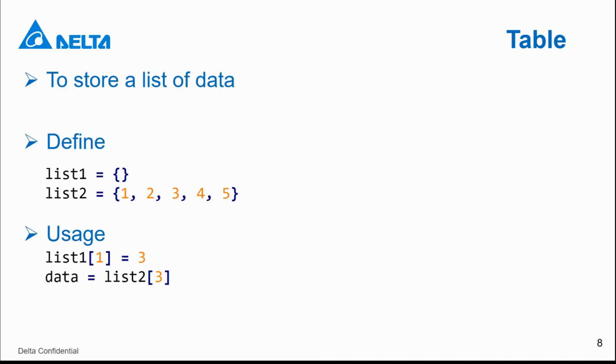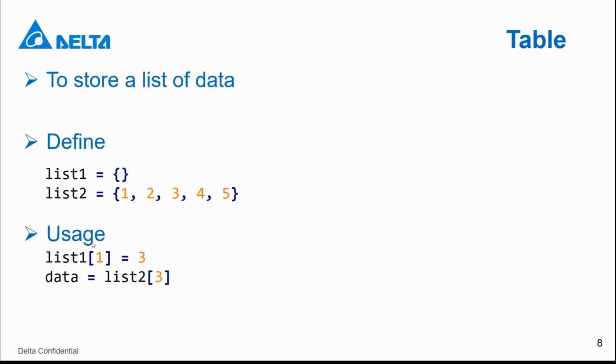Next is the table. In a table, we can store a list of data. How to define it? First, you can see this example. For list1 equal to brackets, that means this is an empty table. And second, for list2, we use the left bracket, then the numbers separated by commas, and the right bracket. That means we define a table with some predefined numbers inside.